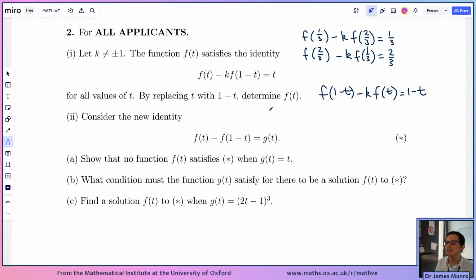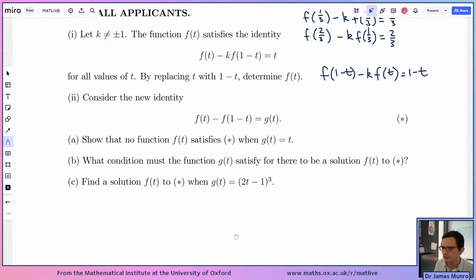If I add them together, we're aiming to determine f of t. I want to eliminate f of 1 minus t. This is like simultaneous equations. I've got f of t, which I want, and f of 1 minus t, which I'll also determine along the way. If I took these two equations and tried to eliminate f of 2/3, I get a system of equations. I'm going to make it look more like a system of equations. You ready?